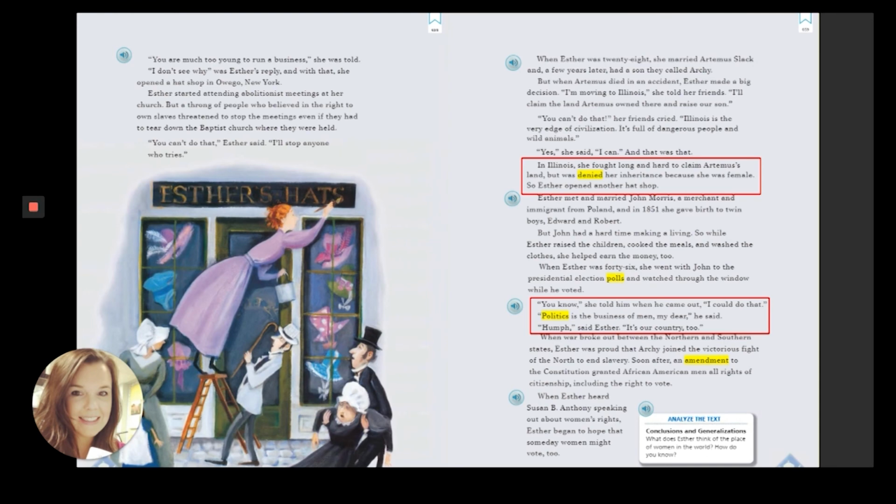Down below it also says, you know, she told him when he came out, I could do that. And her husband said, politics is the business of men, my dear, he said. And she said, it's our country too. So she knows she's a citizen of the United States and that she should be able to have these rights that the Constitution now protects.